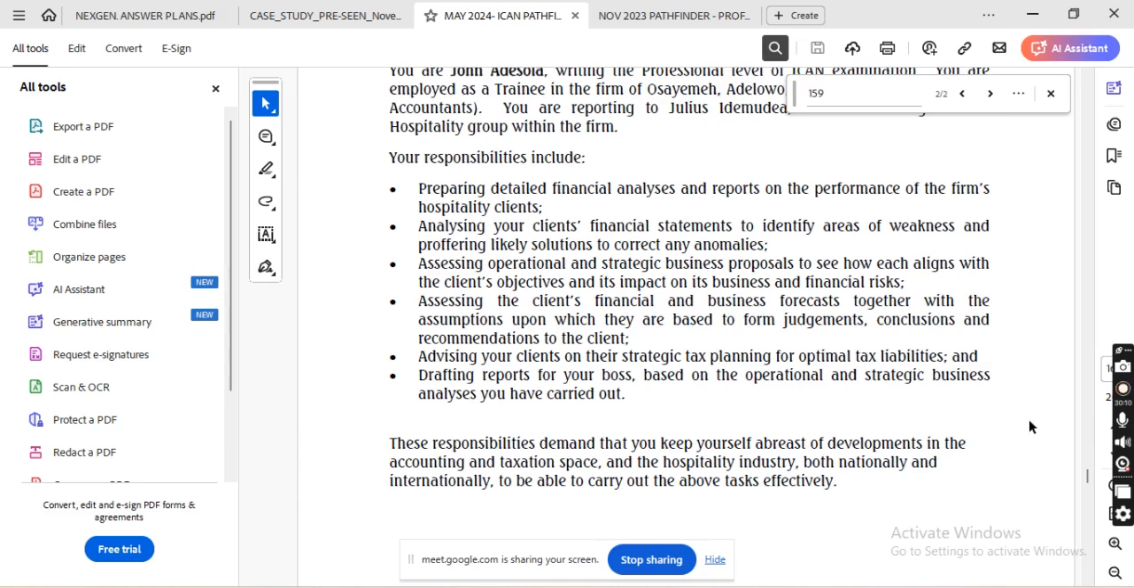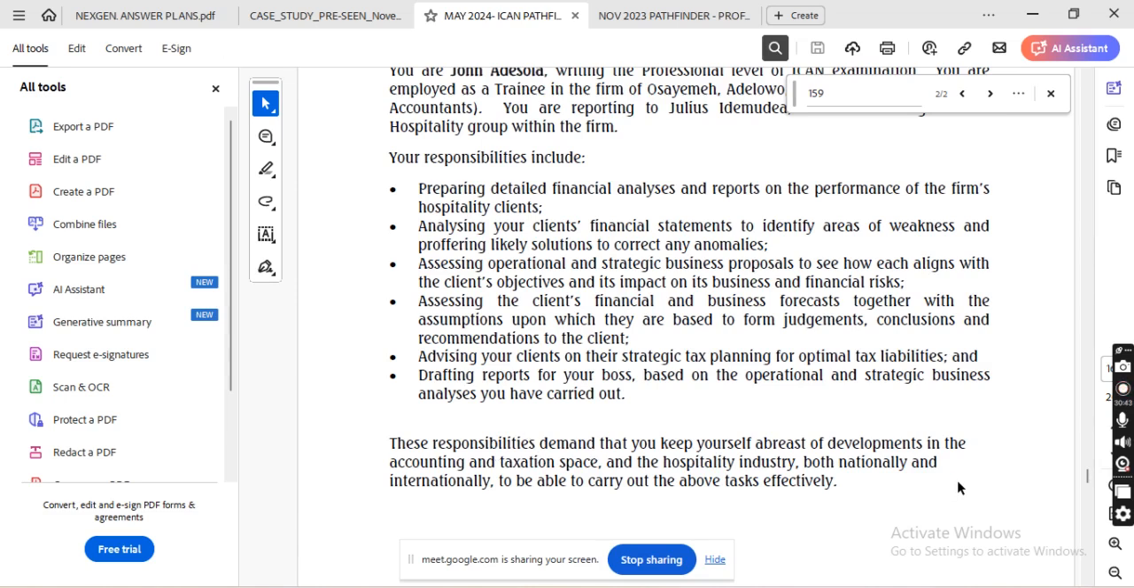Lastly, let's check: advising your clients on their strategic tax planning for optimal tax liability. You can see, advising your clients. This report is going out. Then, draft a report for your boss based on the operational and strategic business analysis you have carried out. You have to do the report to your boss. Who is your boss? Julius.